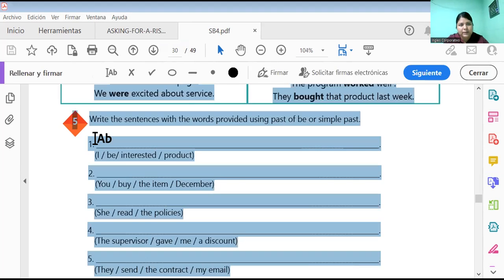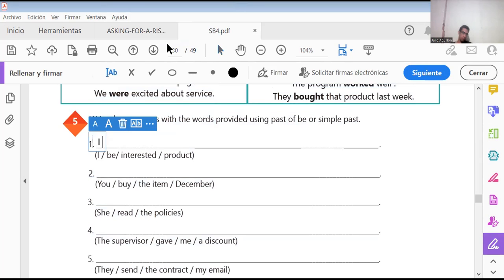So past tense for be, guys. I was. Can you hear me? I was interested in this product. Ahí pongámosle la preposición: in this product. I was interested in this product. Number two.